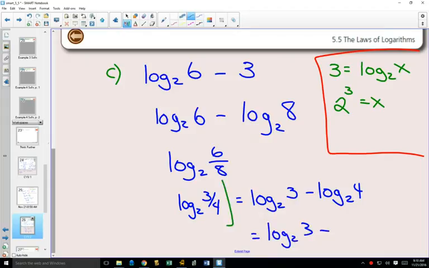I mean, this is the final answer. This extra stuff that I'm doing now is just playing around with math, which is fun. But what is log 2 of 4? 2 to what power is 4? 2. Can you imagine a multiple choice question that says log 2 of 6 minus 3 is equal to which of the following? And the answer happens to be B, which is log 2 of 3 minus 2. And you have no calculator.